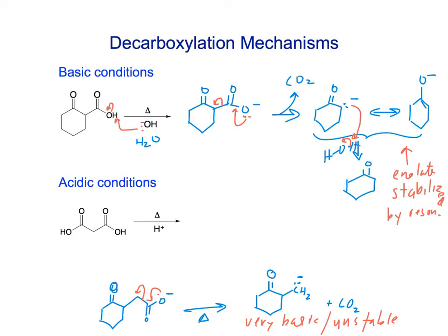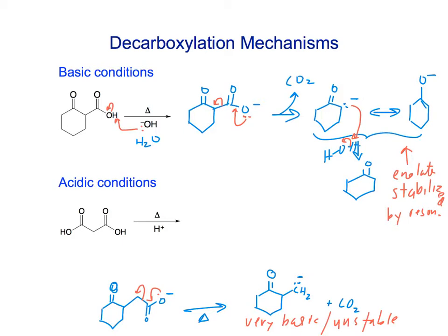Usually good leaving groups are, well, they can be electronegative, but what does that make them? They're going to be weak bases, right? Good leaving groups are always the conjugate base of a strong acid, right? And so they're weaker bases. And if we look at this one, this is very basic because there's no resonance stabilizing this one.